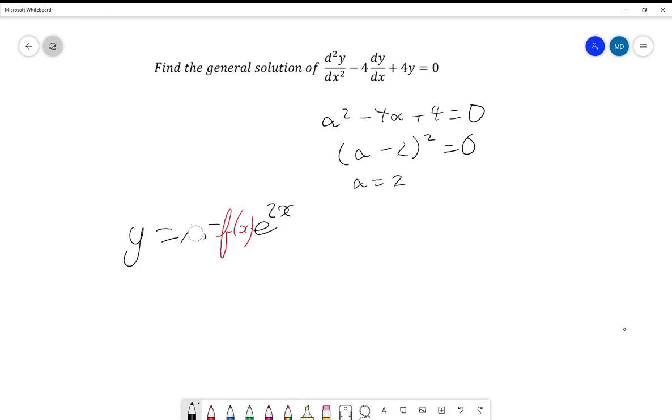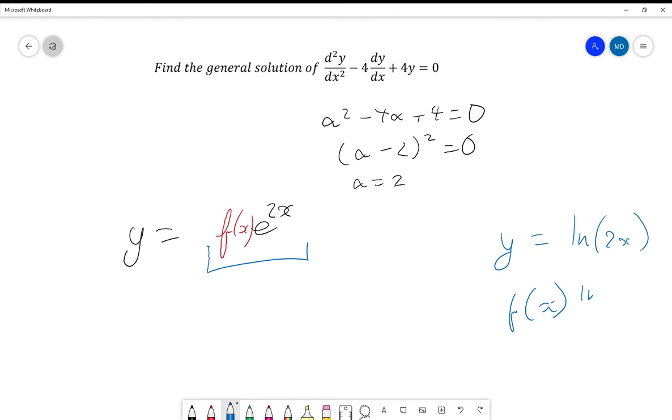Now this might seem like I'm being very specific and I'm not justifying why it has to be multiplication, but in fact the whole thing is still just an arbitrary function. Let's say it turned out that y was meant to be equal to the natural log of 2x, or something like that. Well, that just means that my f of x, to make that work, would have to be the natural log of 2x over e to the 2x. So this is still entirely general.